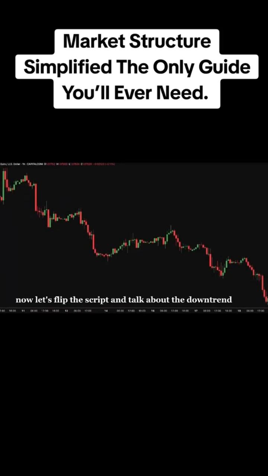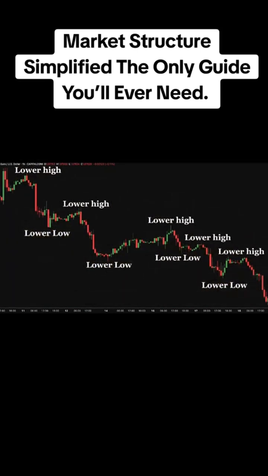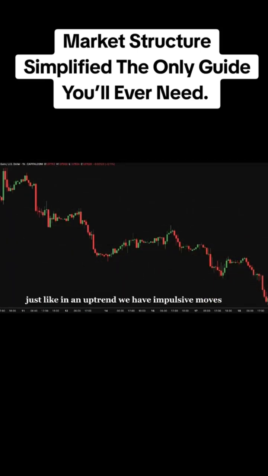Now let's flip the script and talk about the downtrend. In a downtrend, sellers are in control and the market is forming lower highs and lower lows. Just like in an uptrend, we have impulsive moves.